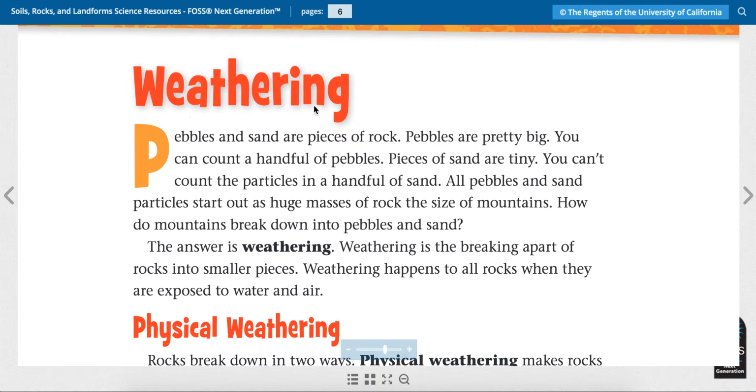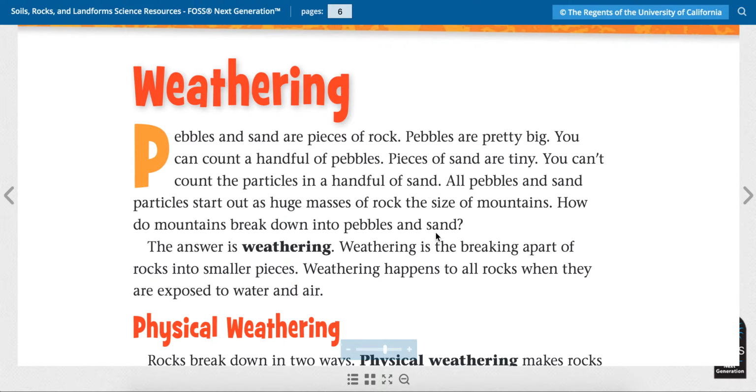The title says, Weathering. Pebbles and sand are pieces of rock. Pebbles are pretty big. You can count a handful of pebbles. Pieces of sand are tiny. You can't count the particles in a handful of sand. All pebbles and sand particles start out as huge masses of rock the size of mountains. How do mountains break down into pebbles and sand?